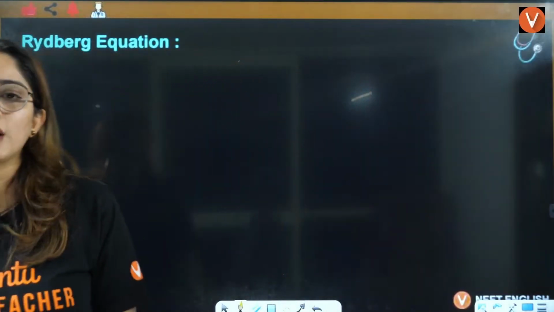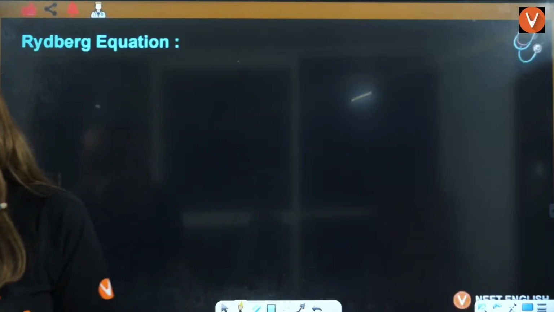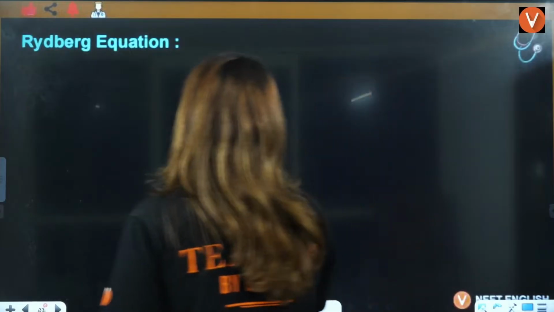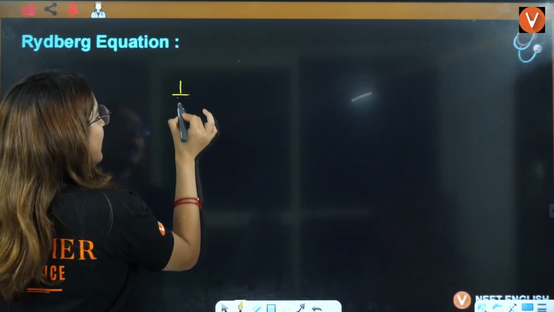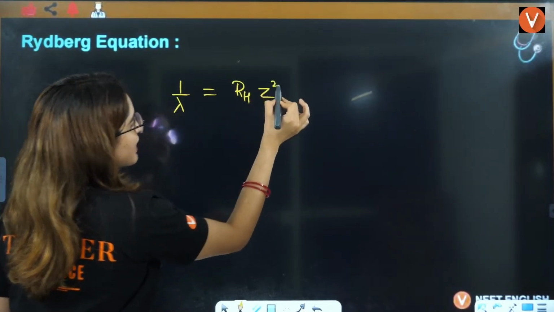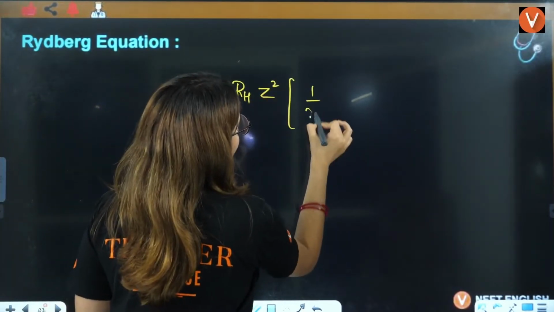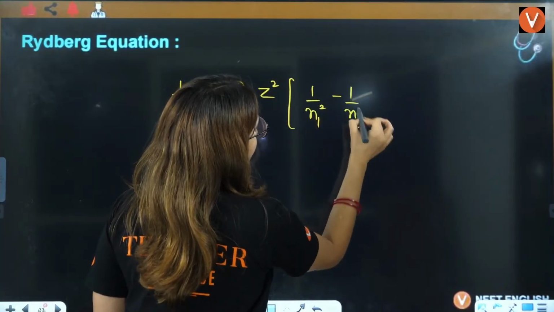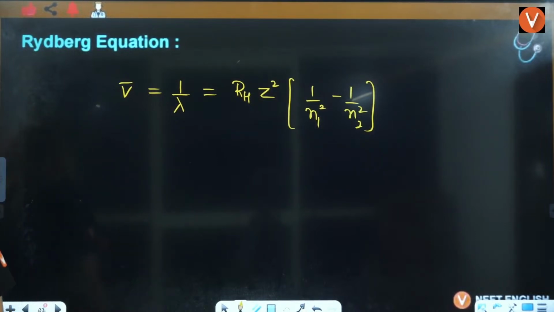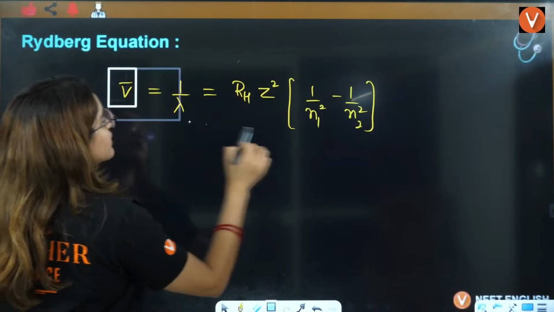Now, let's move to the last topic of today's class, that is the Rydberg equation. For the Rydberg equation, what you need to understand is that 1 by lambda is equal to RH, that is the Rydberg constant, times Z square, times (1 by N1 square minus 1 by N2 square). And this 1 by lambda is nothing but V bar. Is that clear, everybody? Now, this is your Rydberg equation.